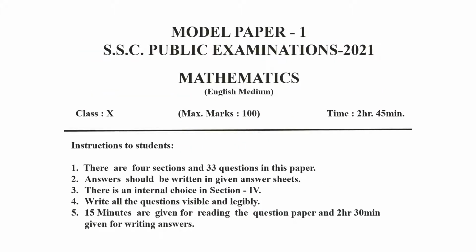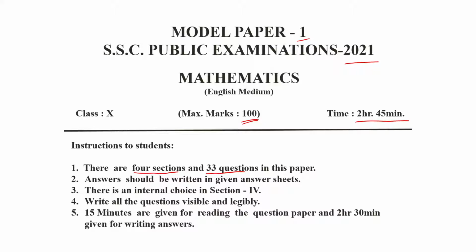This is model paper 1 given by SCERT for year 2021. The total marks you can score is 100 and time given is 2 hours 45 minutes. There are total 4 sections and 33 questions in this paper.